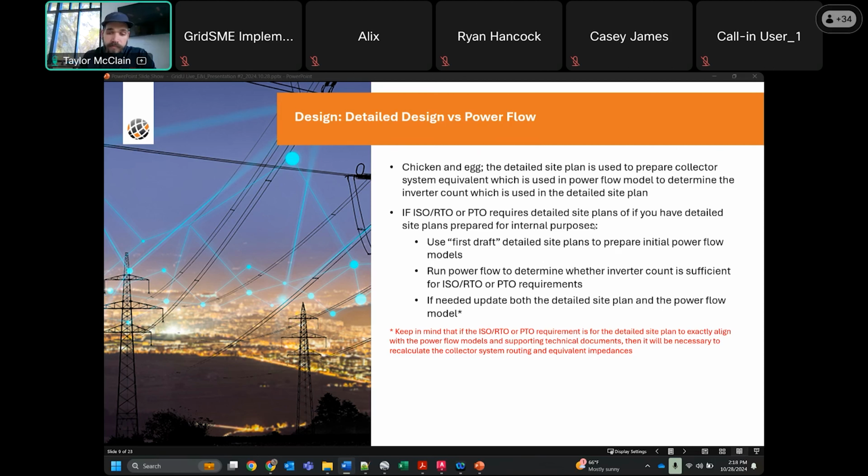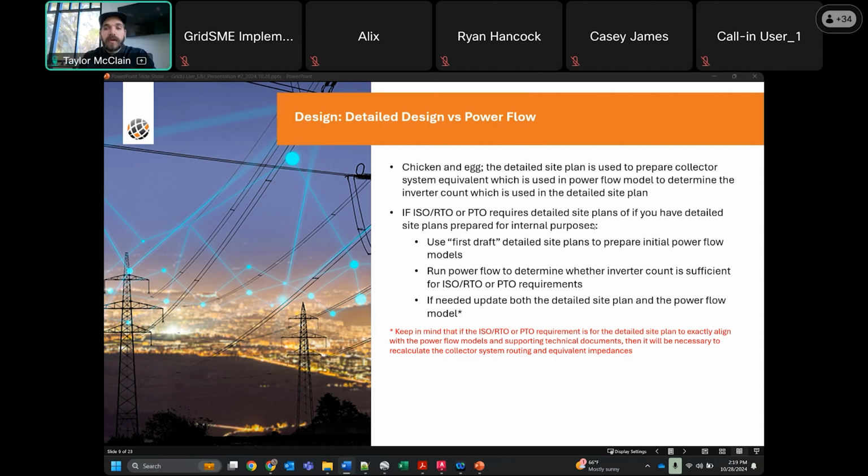Now, if you prepare the detailed site plan first, you're doing this without having the exact understanding of the power flow and what the reactive power losses were, what the real power losses were, and how many inverters you truly need to get the proper design. But if you start with the power flow, you don't have quite the exact information you need to build your equivalent collector system, and to know some of the more specifics of that. So you need them both to get the final result. And it can be a little bit of an iterative process.